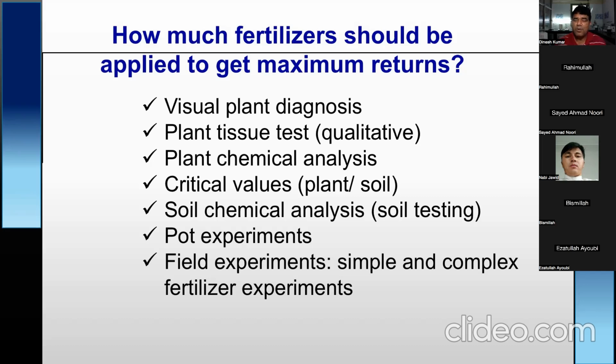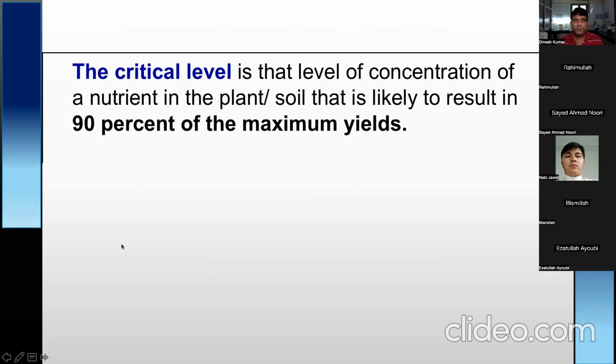So this is how we decide the optimum dose of the fertilizer. So finally, I can say here that we need to conduct a number of fertilizer trials to decide the optimum dose or optimum quantity of fertilizer that gives you maximum returns. So this is the main area that we are going to discuss.